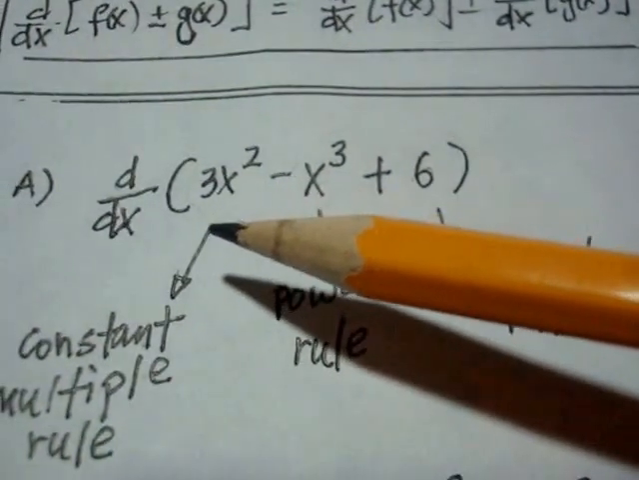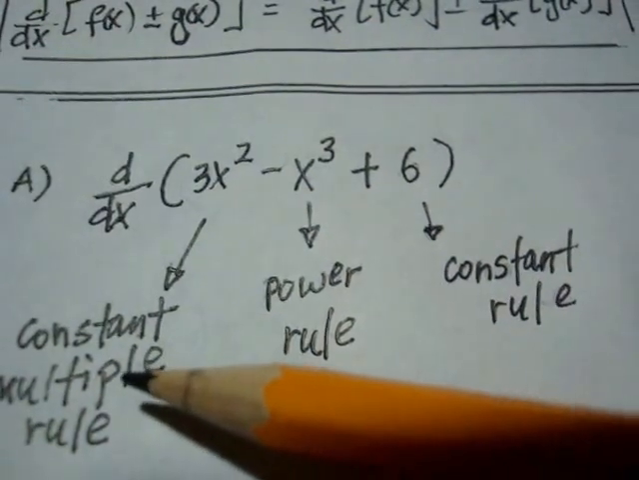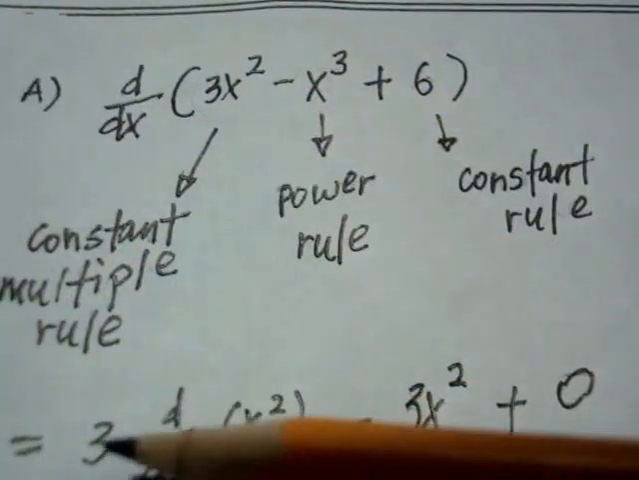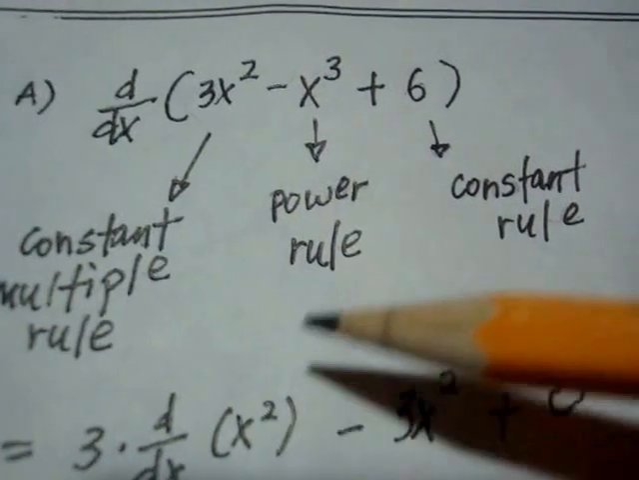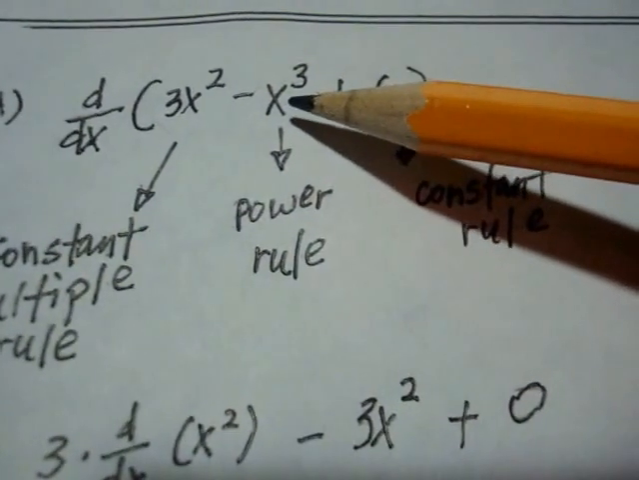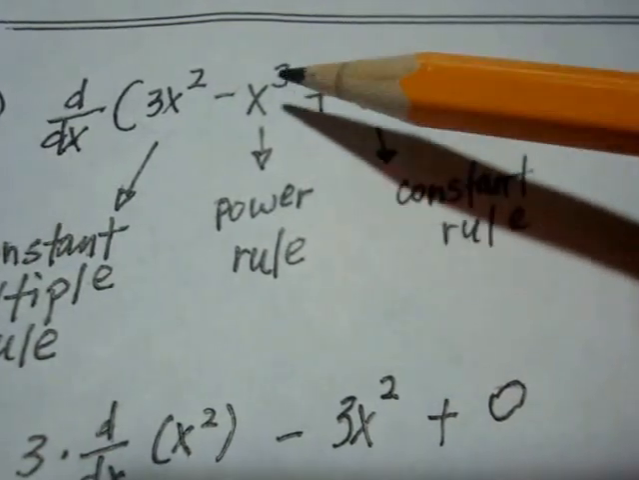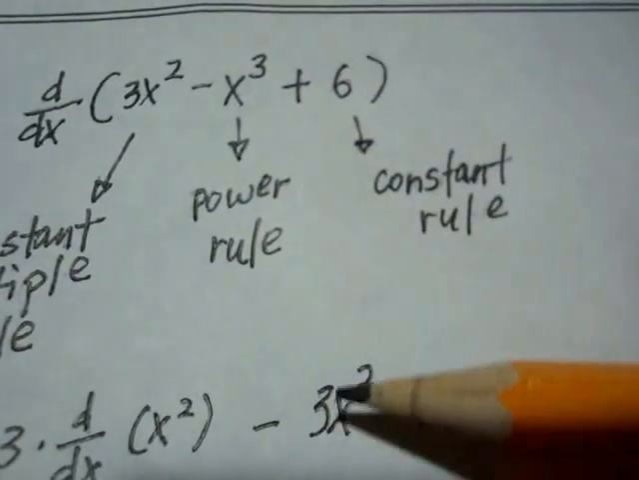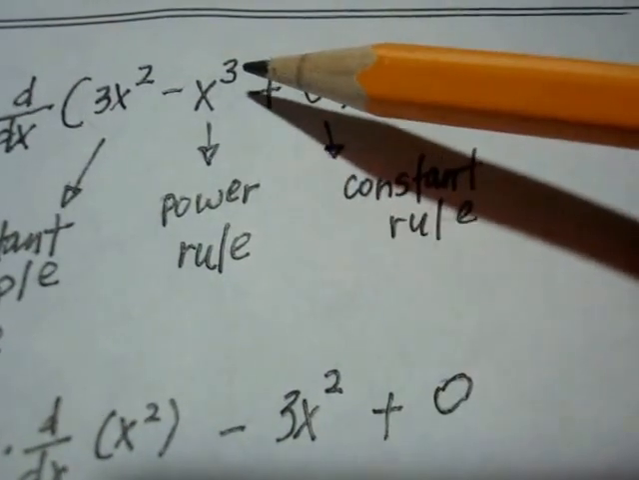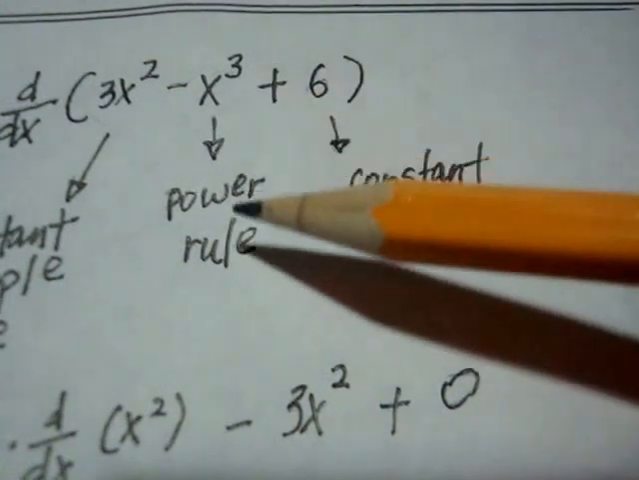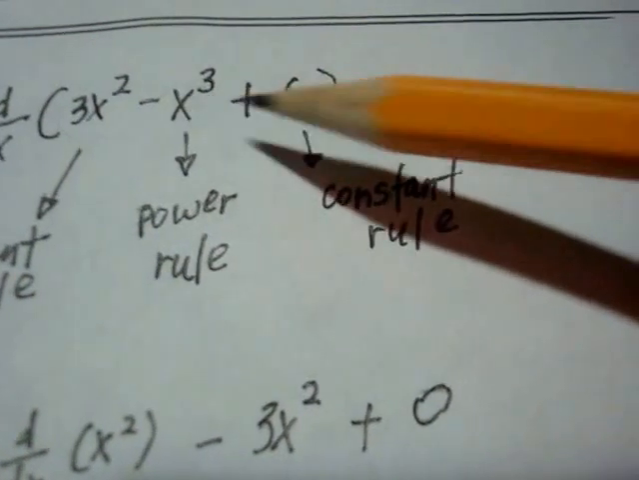So to take the derivative of this expression, you use the constant multiple rule. How do you use the constant multiple rule? You bring out the 3 and you take the derivative of x to the second power. As for negative x to the third, you use the power rule. How do you do that? You bring down the exponent, in this case 3, and the x stays the same. As for the exponent, the 3, you always minus 1 according to the power rule. So the answer will be like this for this expression right here.